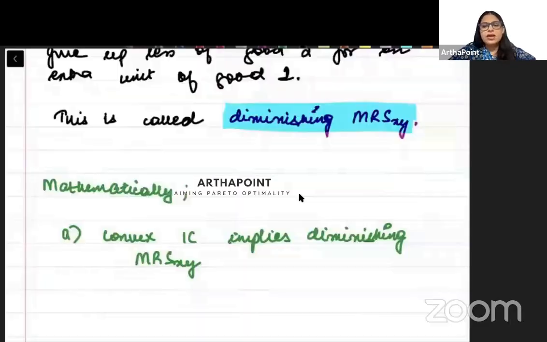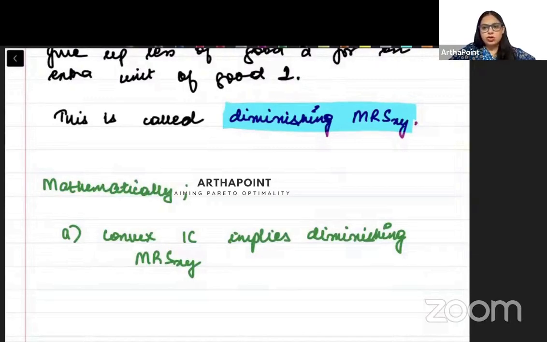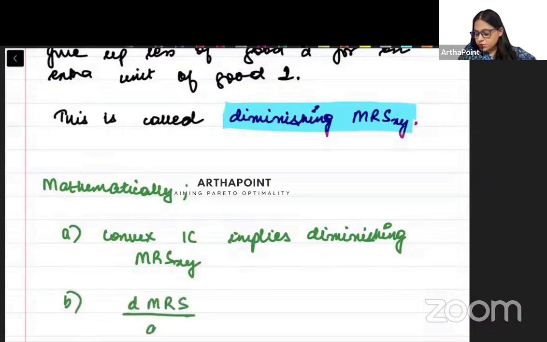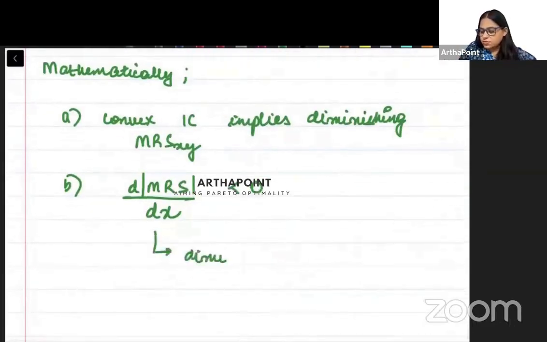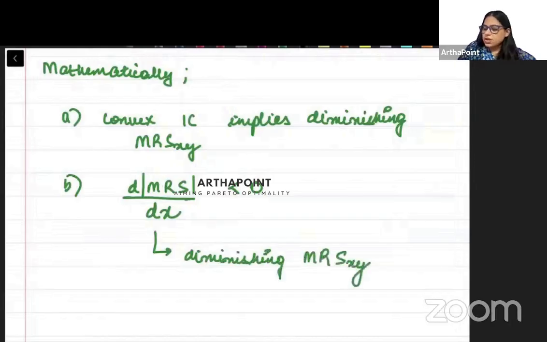Secondly, if we want to check whether indifference curves are actually convex to origin or not, या अगर हमें चेक करना है कि diminishing MRS है या नहीं है, then mathematically we can differentiate MRS with respect to X, absolute value of MRS. And if this is less than 0, अगर ये 0 से कम आ जाए, then we can say that you have diminishing MRS.